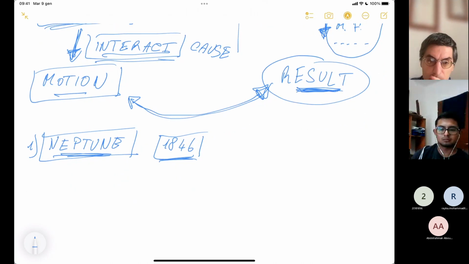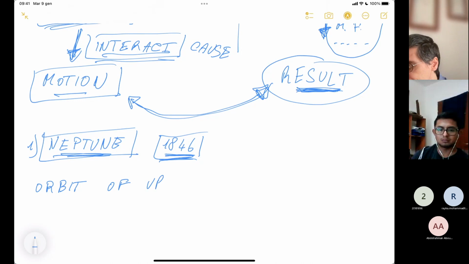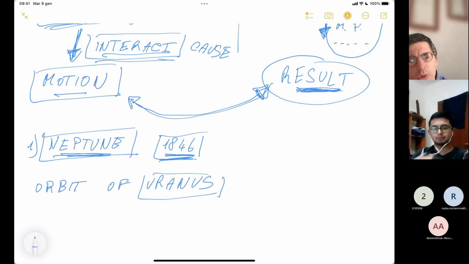The issue before this date was the orbit of Uranus, which is the giant planet that, before the discovery of Neptune, was the last planet of the solar system.